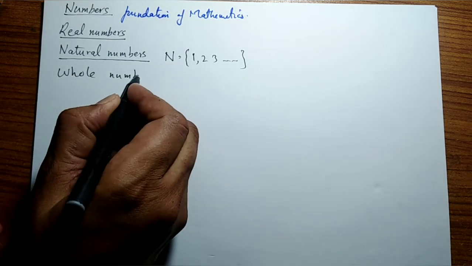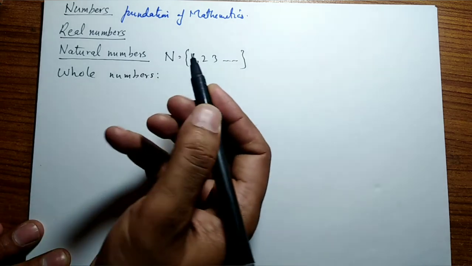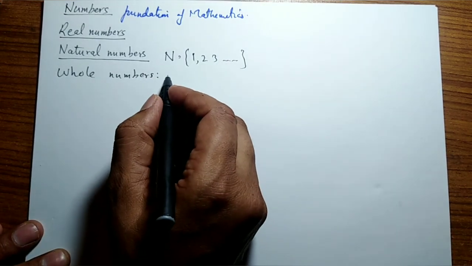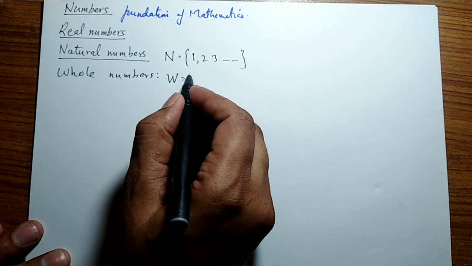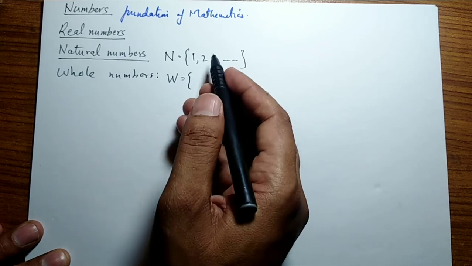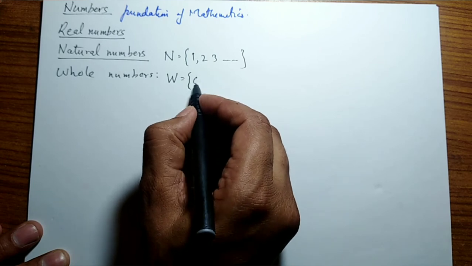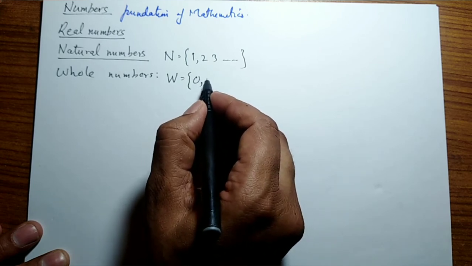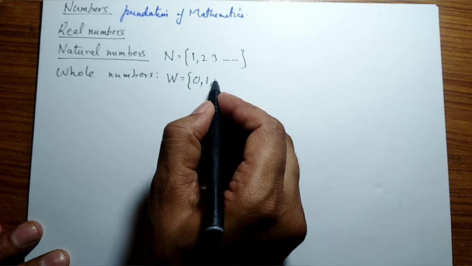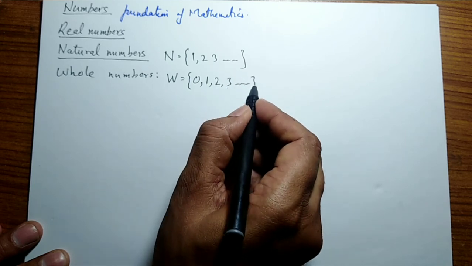Whole numbers. What are whole numbers? Whole numbers are represented with capital W, and they are the same set as the natural numbers, but with one more number, that is 0. So 0, 1, 2, 3 and so on.